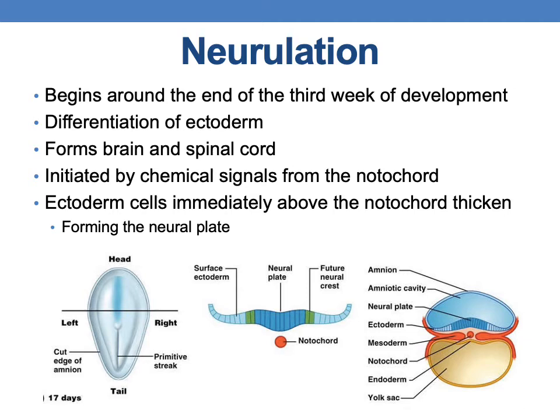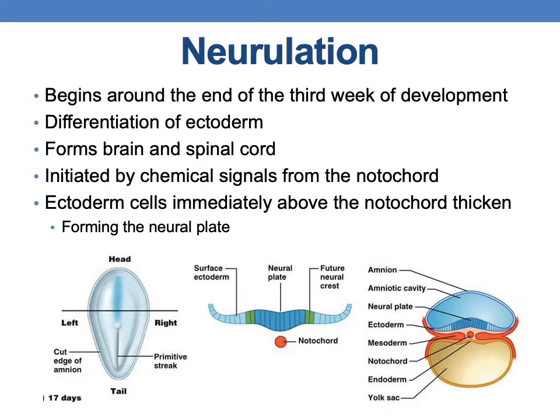Neuralization begins around the end of the third week of development, when the differentiation of ectoderm forms the brain and spinal cord. Neuralization is initiated by chemical signals from the notochord. It starts with thickening of the ectoderm cells immediately above the notochord, forming a structure called the neural plate.